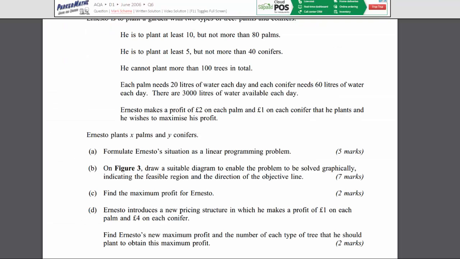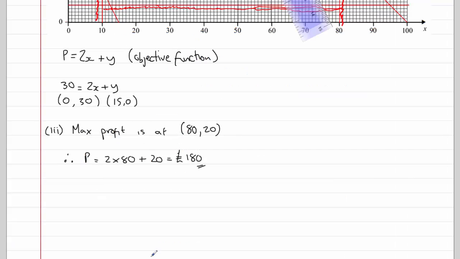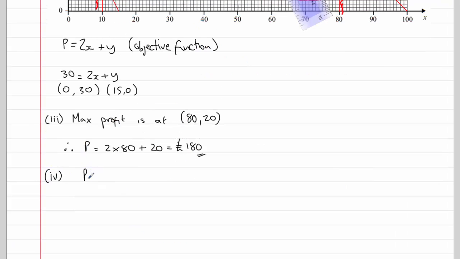In part D, we've got a new pricing structure with £1 of profit on each palm and £4 on each conifer, and we need to find the new maximum profit, and also this time, different to part C, we also need to write down the number of each type of tree in order to obtain this maximum profit. So we need to draw a new objective line with this £1 profit for palms and 4 for conifers. So we'll call this P2, and that's going to equal £1 for the palms, which is just x, and £4 for each conifer, so plus 4y. So we've got to draw a new objective line here for x plus 4y.